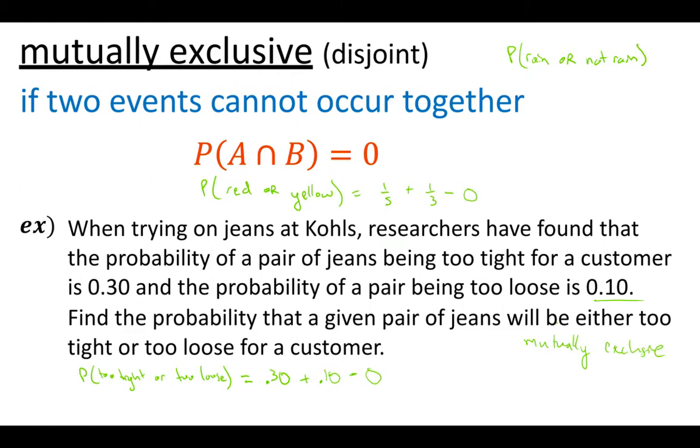So then we would just put minus 0. Or you could just not write anything, but I like to put the minus 0 just to remind you of the rule that there is no overlap there. So the probability of A intersect B would be 0. So then it would just be 0.40 as the probability of it being too tight or too loose. So basically a 40% chance that a pair of jeans that you try on are not going to fit.